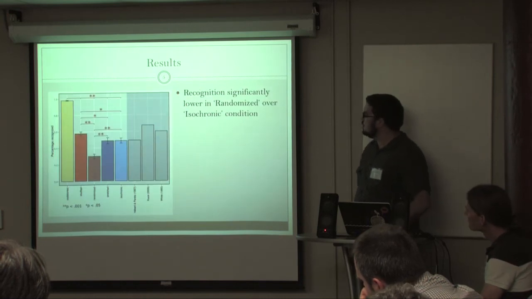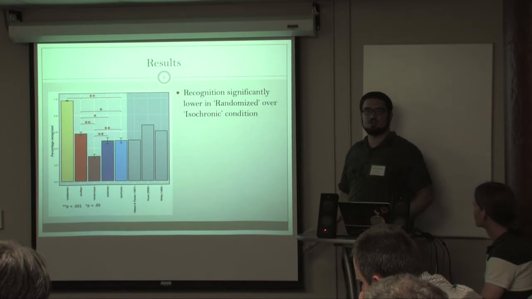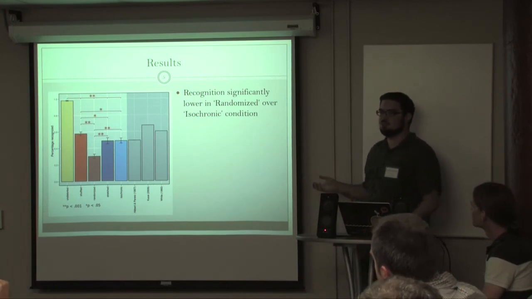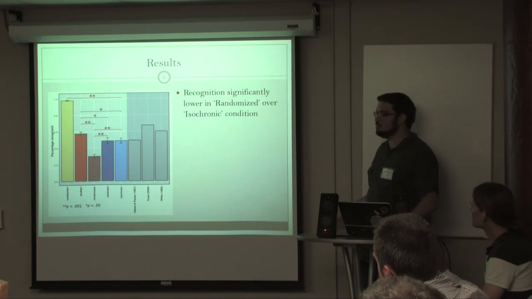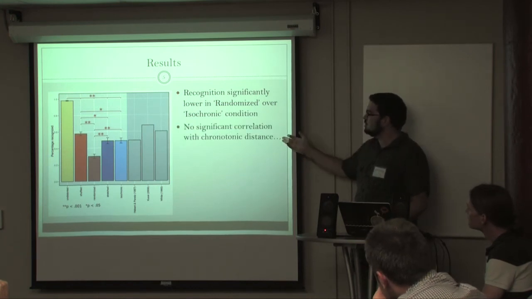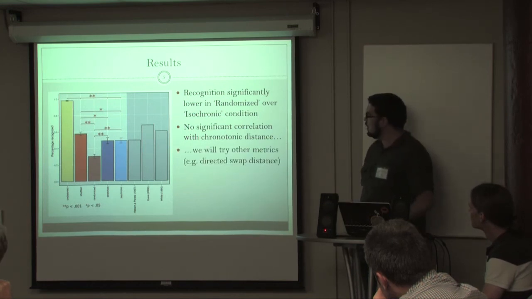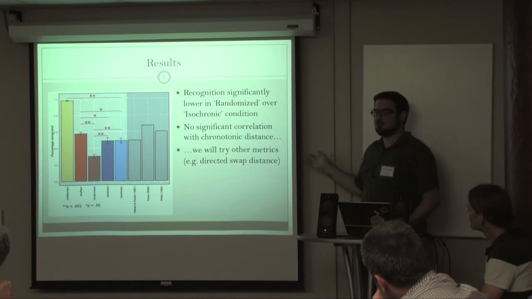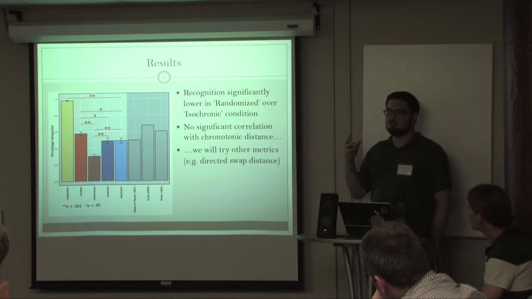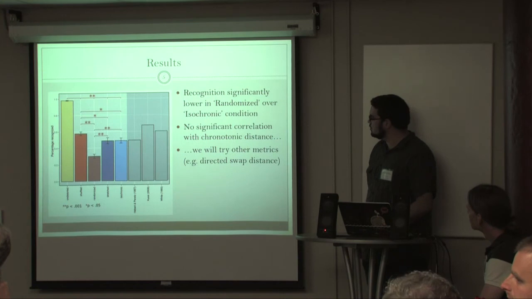And indeed, we found that recognition rates were significantly lower in the randomized condition than in the isochronic condition. This supports our notion that the isochronic distortion alone isn't enough to nullify rhythm, and perhaps rhythm contributes more to melody recognition than previously assumed. Unfortunately, we didn't find a significant correlation of our distance measure with recognition rates, which was disappointing. However, we will try some other distance metrics. For example, the directed swap distance has performed better in previous research compared to chronotonic distance. So that's in the future.